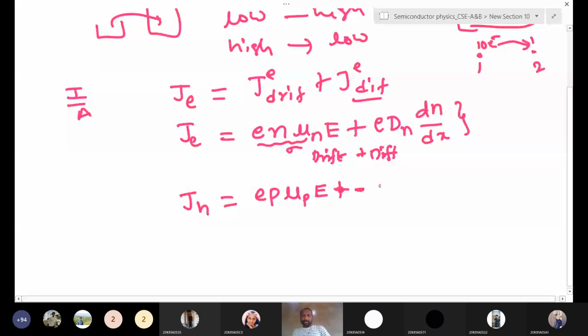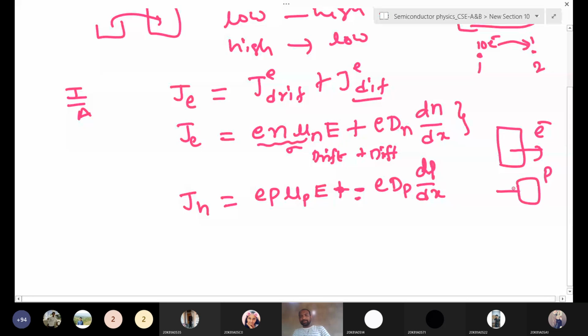Same thing, just here you will have a minus. If you take any semiconductor, charge carriers are leaving for electrons, while for a p-type semiconductor charge carriers are coming. Because of the coming and going directions, we get a minus term. Other than that, all the remaining terms are the same. That's it.